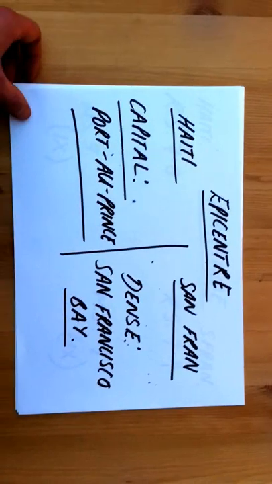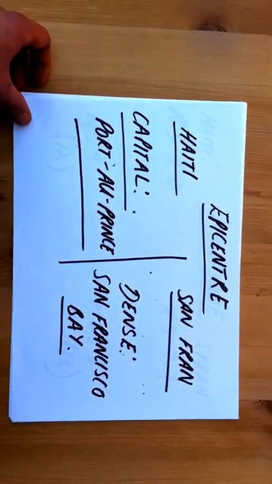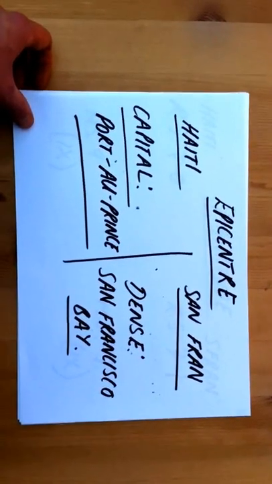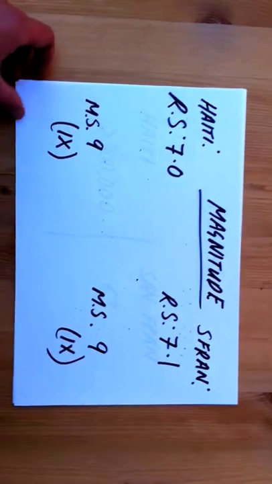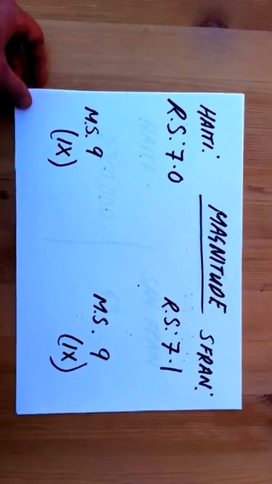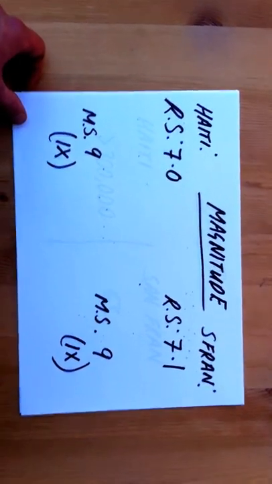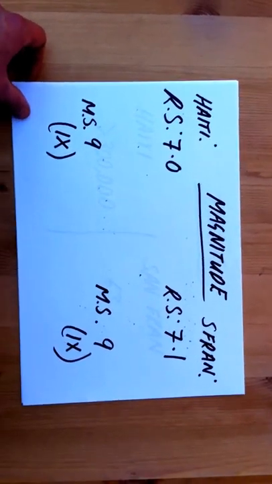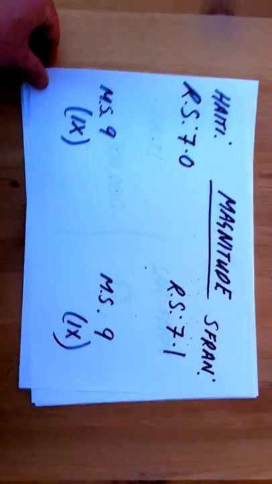Now, in terms of the epicentres for both of these earthquakes, they were both in really, really densely populated areas. In Haiti, it happened in the nation's capital of Port-au-Prince, and in San Francisco, in a really, really densely populated San Francisco Bay. In terms of how these both measured, the US Geological Survey, or the USGS, recognises that Haiti was a 7.0 on the Richter scale in comparison to San Francisco's 7.1 on the Richter scale. They both are classed as measuring 9 on the Mercalli scale, and we'll explore that a little bit later.